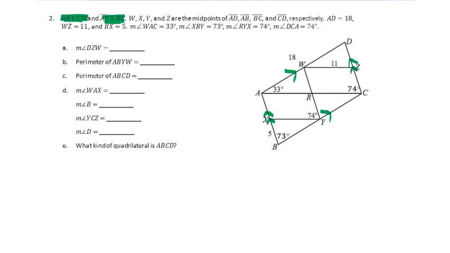Okay. It says that W, X, Y, and Z are midpoints. So I'm going to use a different color here. Midpoints tell me that AD, so this guy is equal to this guy, this guy over here is equal to this guy down here, and this guy down here is equal to this guy down here. But because I have the other information back here that they were parallel, that means that I have a parallelogram, which means I don't need all these fancy tick marks.